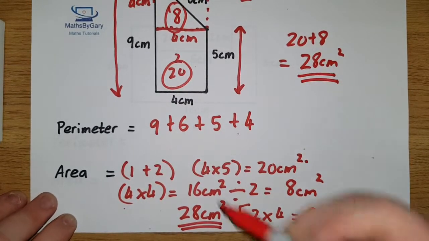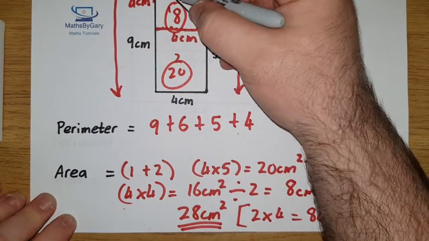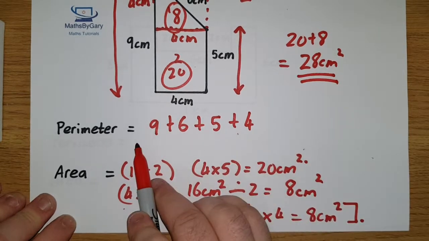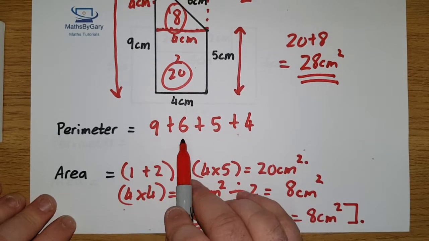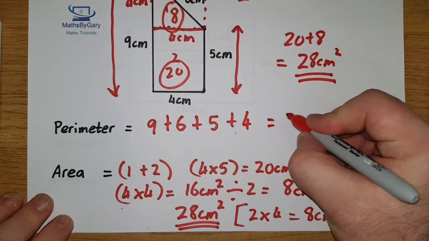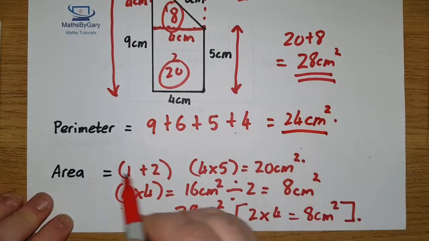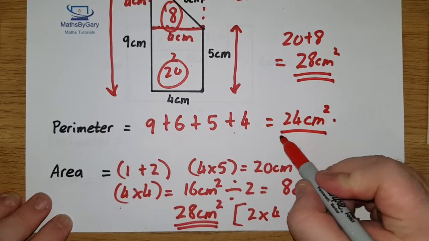So we count how many lengths there are. There are 1, 2, 3, 4, just to check, 1, 2, 3, 4. So 9, 6, we have 15, 20, 24. 24, and don't forget centimetres squared. So the perimeter of this shape is 24 centimetres squared.